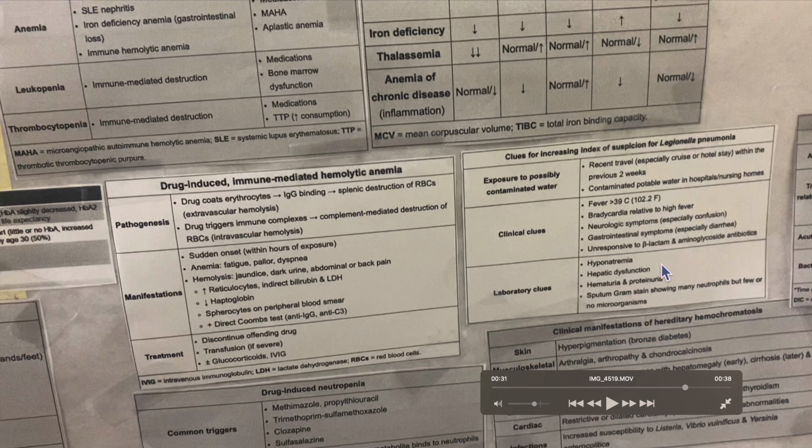Lab clues are hyponatremia, that's the most important one. If you have hyponatremia and some of these clues, you can blindly just pick Legionella. Hepatic dysfunction, hematuria or proteinuria, sputum gram stain showing many neutrophils but few or no microorganisms. All the other ones are pretty vague. They overlap with many other things, but hyponatremia with fever and all of these things is very classically pointing to Legionella pneumonia.